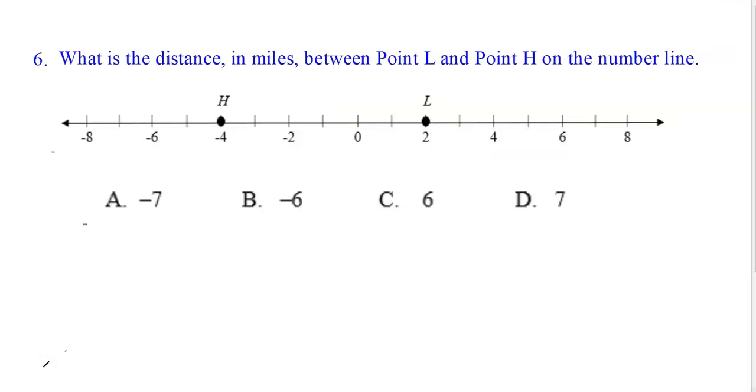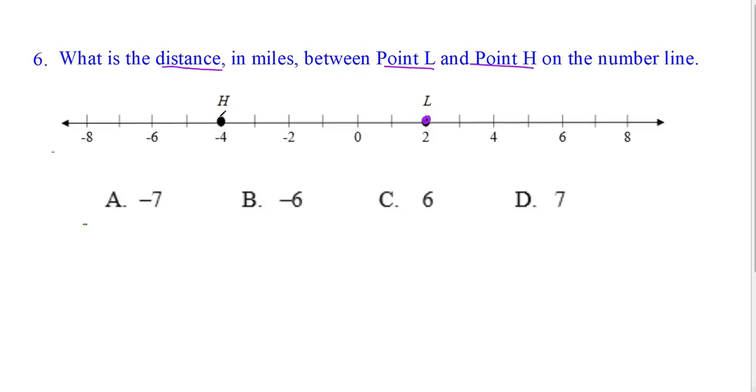Question number 6. What is the distance in miles between point L and point H on the number line? Again, you can eliminate two answer choices immediately, A and B. This seems exactly the same as the prior problem, except now I'm going from point L over to point H. I'm walking from the library to my house now.